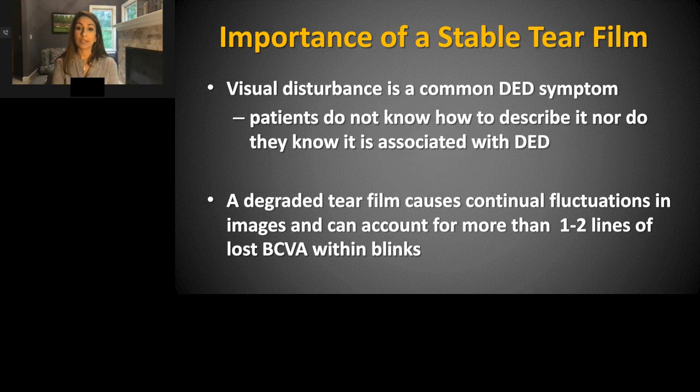And really, this is because a degraded tear film causes continual fluctuations in image quality, and it can cause 1 to 2 lines of lost best corrected visual acuity within blinks. So if you could imagine, something's in focus and then moments later it's out of focus, blink, blink, it comes back into focus. And so that's a real frustration to patients. And it also really gives a lot of emphasis to the importance of a stable tear film.